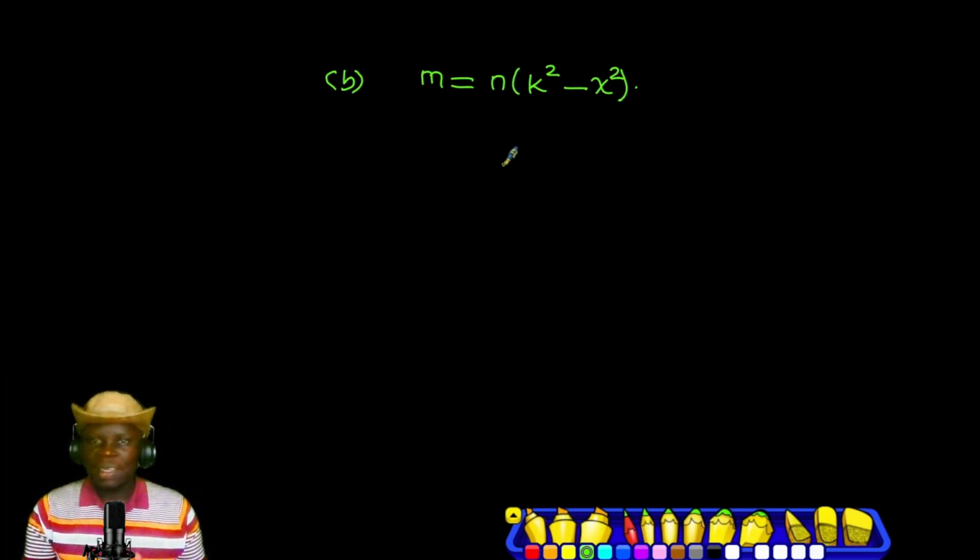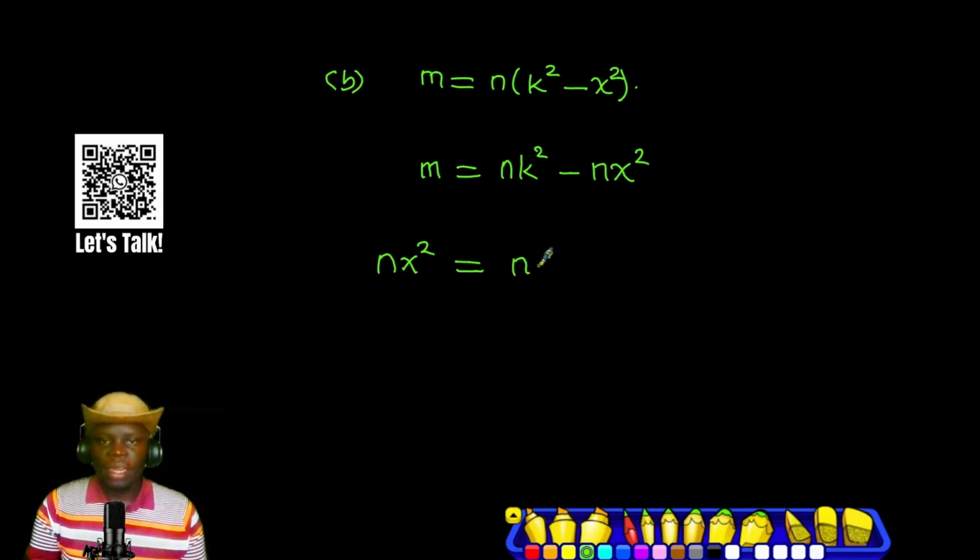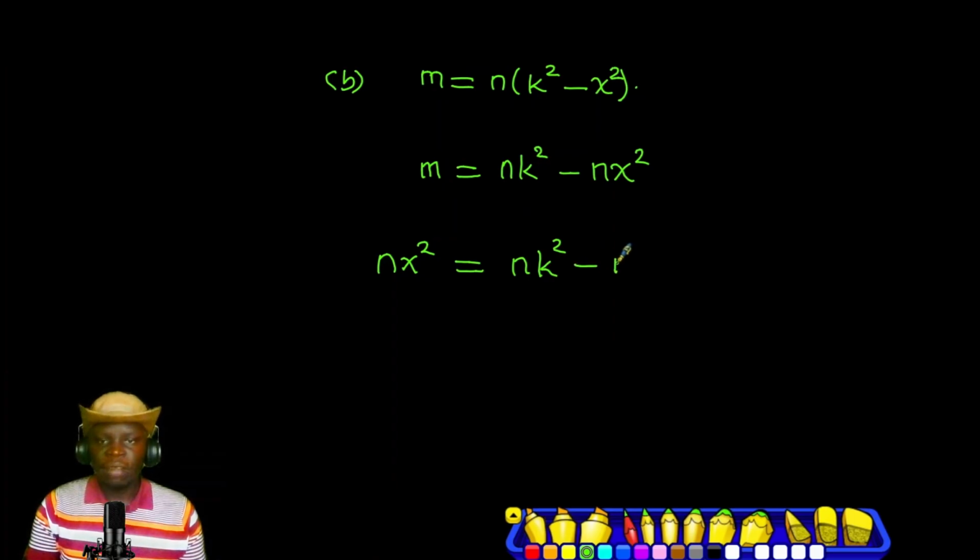Since we're making x the subject and it is inside this bracket, it means we first need to open up this bracket, and we have n equals n times k squared. We get nk squared. Then n times negative x squared, we also get negative nx squared. And since this term contains a negative, we have to take it to the left hand side. We have nx squared equals, here we have nk squared. We join n to the right hand side, changing to negative n.